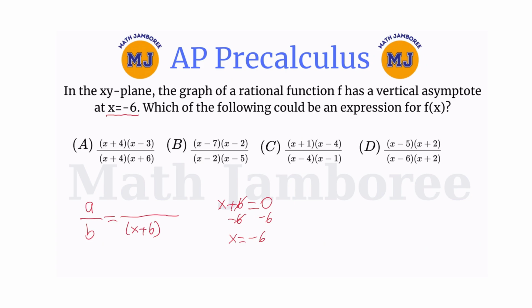So in choice A, we have x plus 6, and these cancel each other out. The final version is x minus 3 over x plus 6. This must be the answer we're looking for.